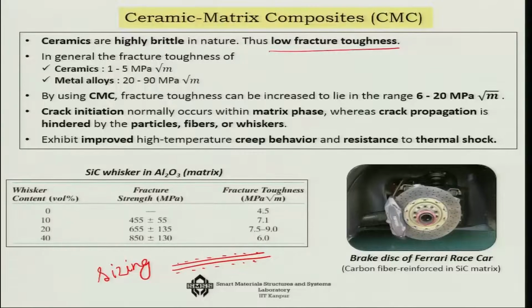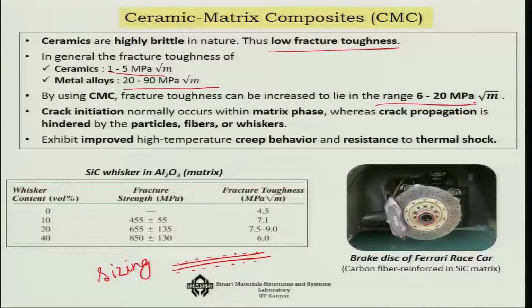Now in general the fracture toughness of ceramics is only about 1 to 5 MPa square root meter, and for metal it is about 20 to 90 MPa square root meter. So when you will be using CMC, then your target will be to lie, as far as the fracture toughness is concerned, in the area of 6 to 20 megapascal root meter.